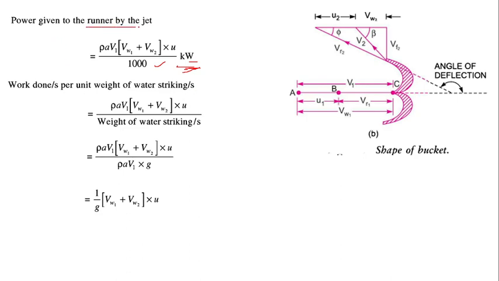Work done per second per unit weight of the water striking per second: we already know that the work done is rho a V1 (Vw1 plus Vw2) into U, whereas the weight of water striking per second is nothing but rho a V1 into g. If you cancel out, 1 by g (Vw1 plus Vw2) into U.